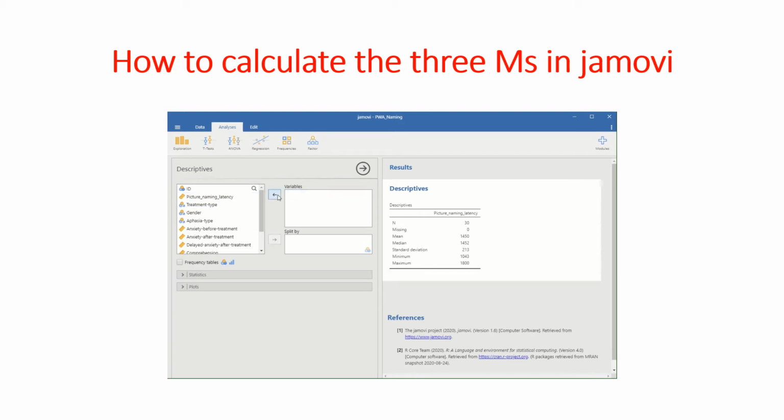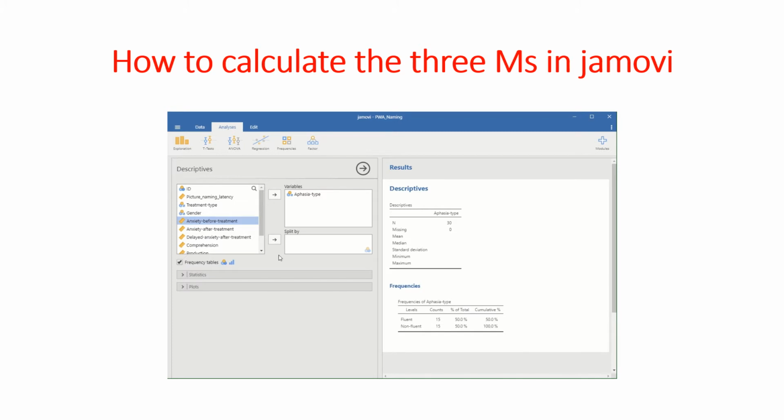But now, let's go to aphasia type. Aphasia type is a categorical variable, a nominal variable. If we put it in the box, there is nothing here for this variable. It really makes sense because I told you that mean and median are for interval data, and aphasia type is a nominal variable.